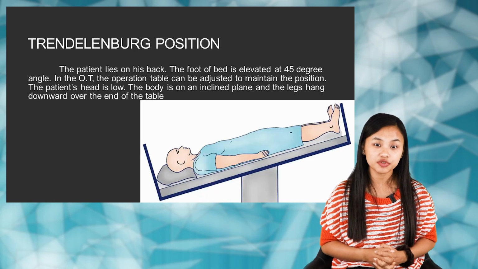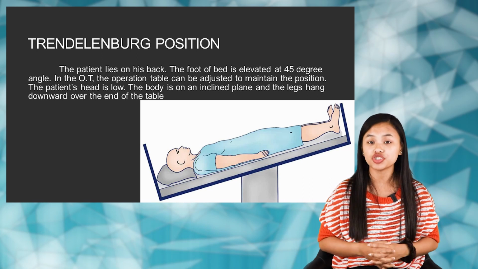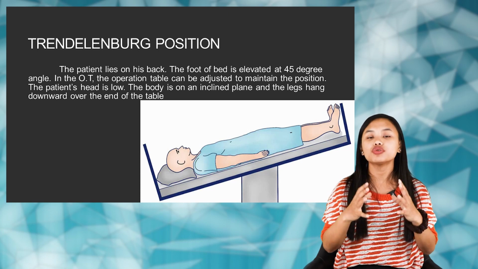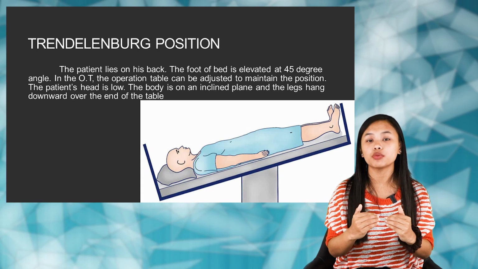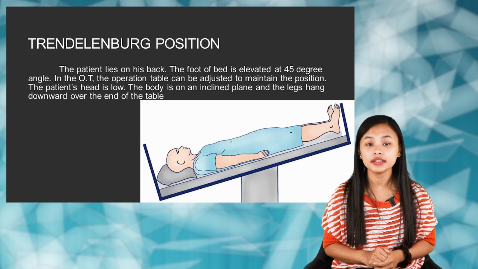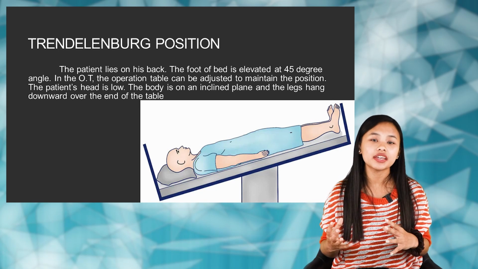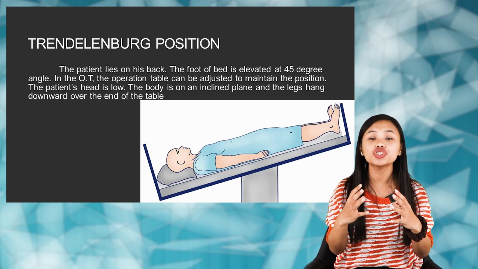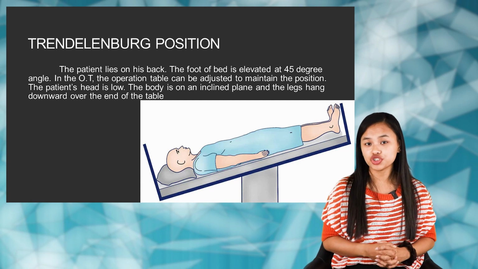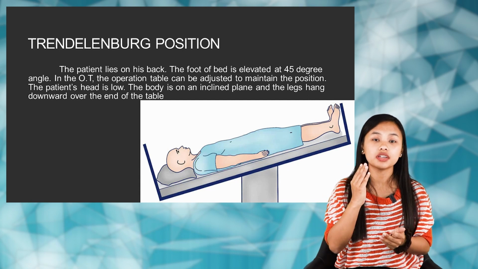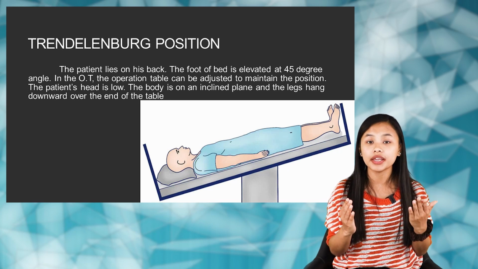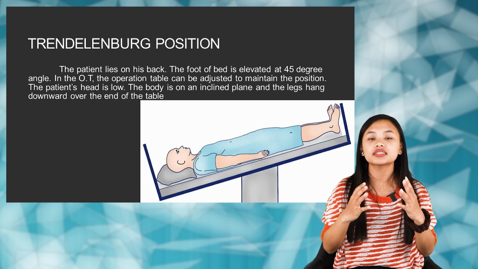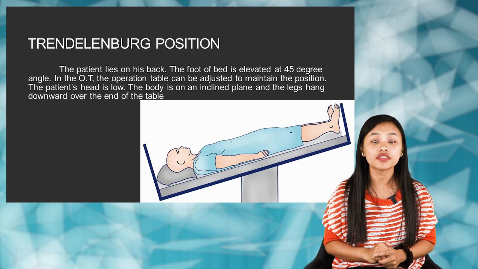And then moving on to the last position, which is the Trendelenburg position. So here what you will be doing is that you will be advising the client to lie on his back, and here the foot of the bed will be elevated to 45-degree angle. And this position can only be taken in the operation theater, whereby there will be an operation table which can be adjusted to this position. So here when the foot is raised to 45-degree angle, the head of the client is low and the body is in an inclined plane and the legs hang downward over the end of the bed.